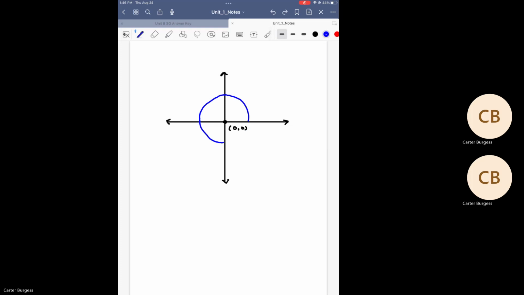Okay, I think that's my worst one of the day, but you know what? That's fine. Okay, we draw our circle. We're slightly disappointed in it, but that's okay.